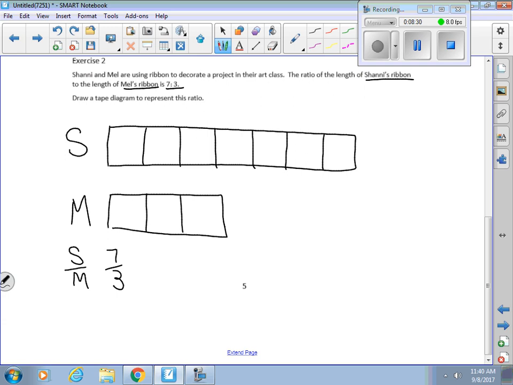What if each unit, however, instead of just being 1, was maybe 2 inches? What would I do with the 2? You guys remember doing this, putting it in the box? Right? So each section is worth 2. And every unit is worth the same amount, so in this case 2. So Shani's ribbon is 7 sections of 2, and Mel's ribbon is 3 sections of 2.